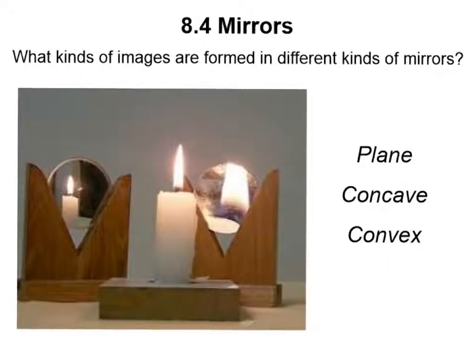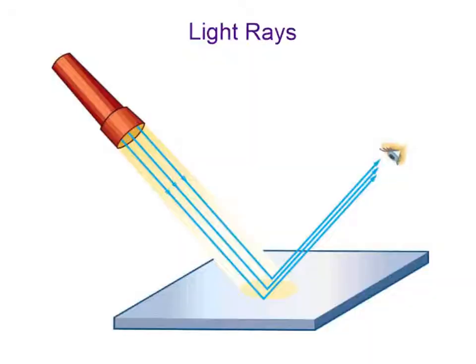Hello physical science students, and welcome to this video all about mirrors. In this video we're going to look at the different kinds of images that are formed in three different types of mirrors: plane mirrors, concave mirrors, and convex mirrors.